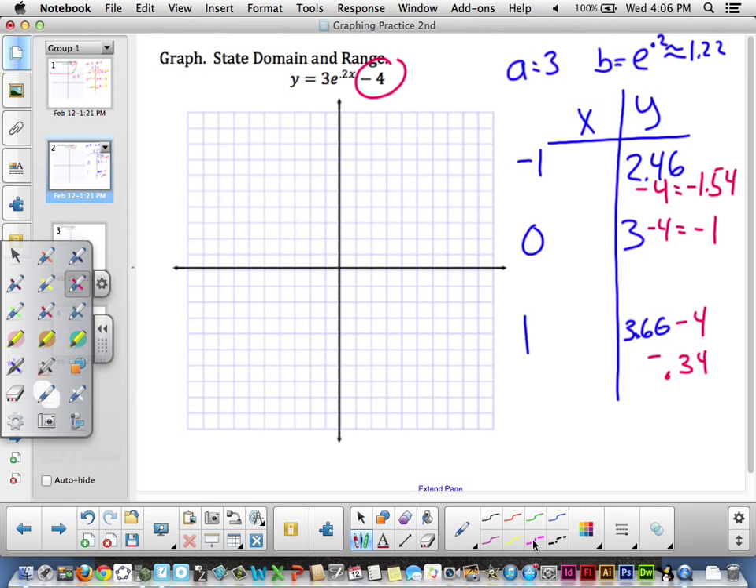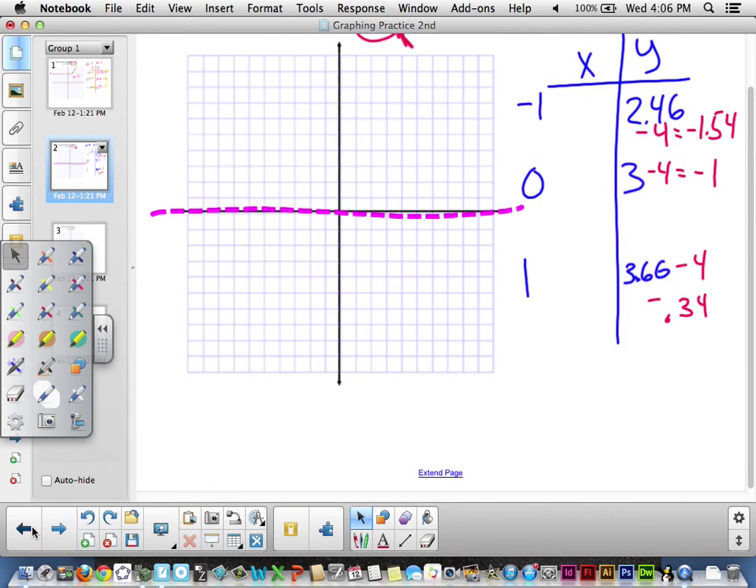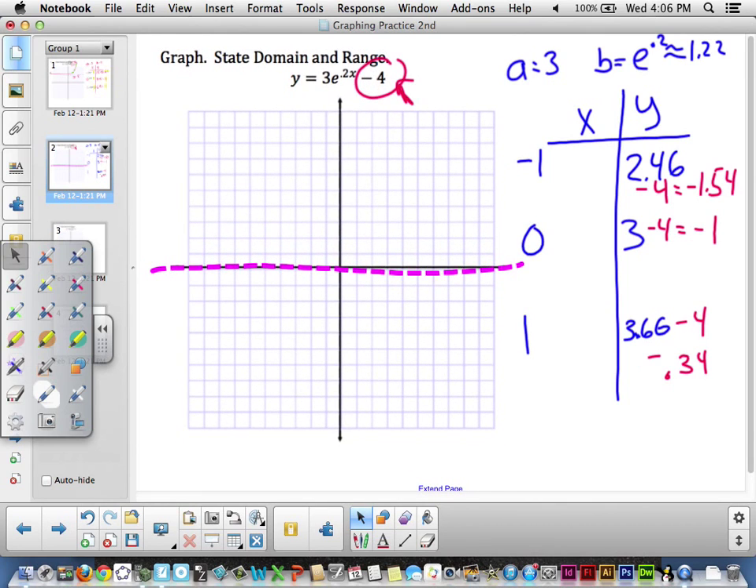All right, take our asymptote. It should normally be right there. Remember, we have a shift on. Shift it down. Take our asymptote and shift it down.